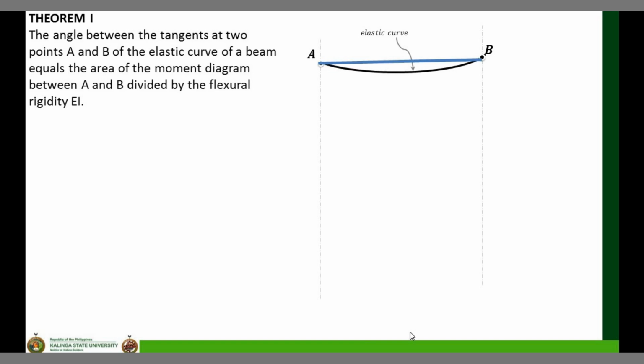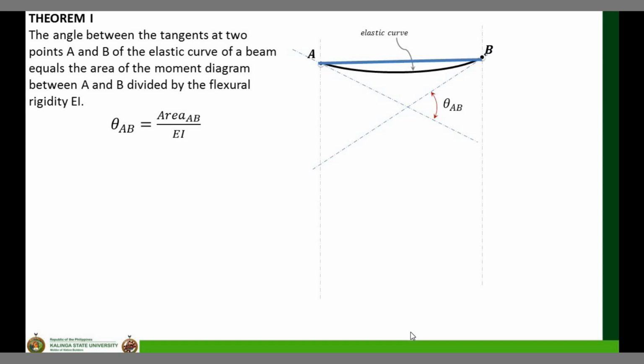So let's say yung beam AB natin is subject to an external load. So yung elastic curve niya, it looks like that. If I'm going to draw a tangent line passing through A and a tangent line passing through B, yung angle between the tangent lines, we call that your slope AB. So as per theorem 1, slope AB is equal to the area from A to B over EI.